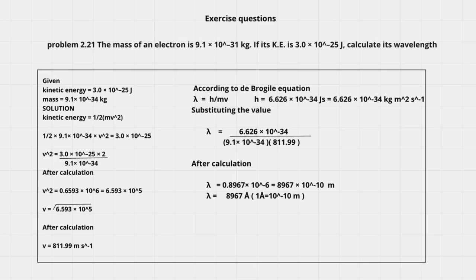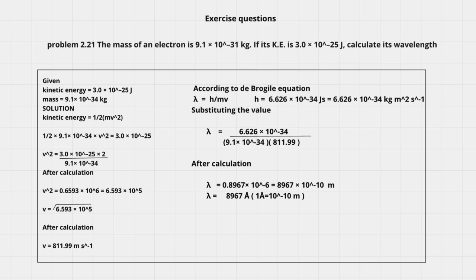Now we have velocity square, we need velocity's value. So, velocity equals square root of 6.593 × 10^5. After calculation, velocity equals 811.99 meter per second.